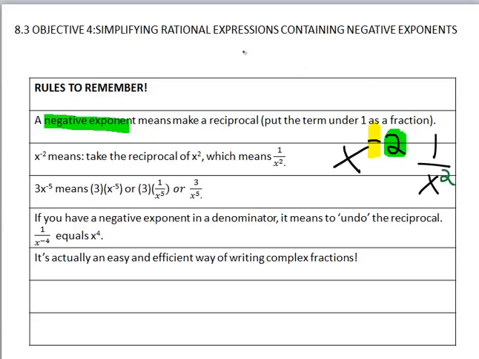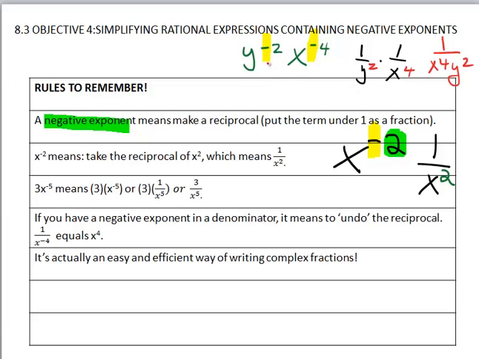If I had y to the negative 2 times x to the negative 4, the first thing I'm going to look at is this. It says, make me a reciprocal. So that's 1 over y times, make me a reciprocal, 1 over x. Now I'm going to look at the powers. It's y to the second and x to the fourth. So you can write that more efficiently as 1 over x to the fourth, y to the second.